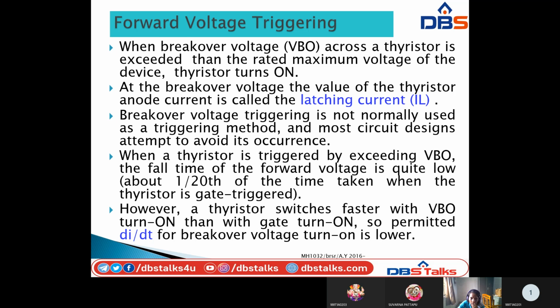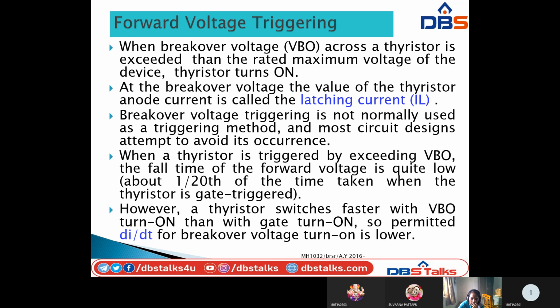When the breakover voltage VBO across the thyristor is exceeded beyond the rated maximum voltage of the device, the thyristor will be turned on. At the breakover voltage, the value of thyristor anode current is called the latching current. Breakover voltage triggering is not normally used as a triggering method, and most circuit designs attempt to avoid its occurrence. Okay.